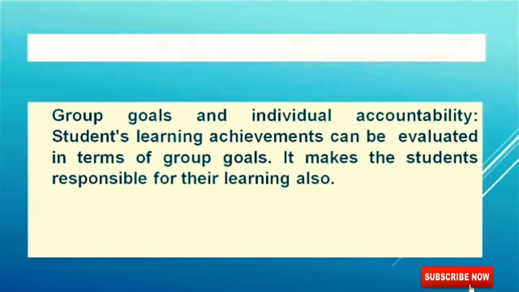Cooperative learning has one more important characteristic, that is group goals and individual accountability. Here, the learners are responsible for their own learning outcomes, and moreover, the students' learning can be evaluated in terms of group performance, or you can say that students' learning can be evaluated by how much the group goals have been achieved so far.